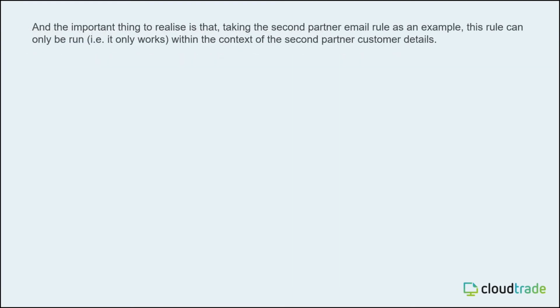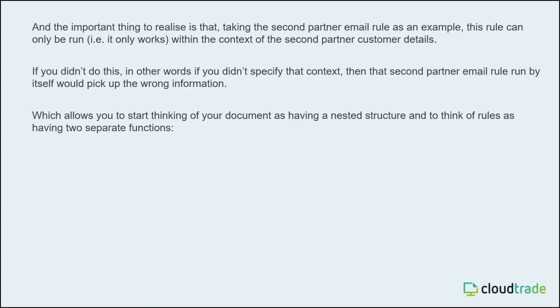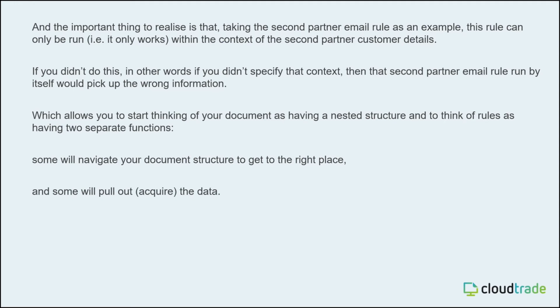The important thing to realize about this is that the rule that's passed in as a parameter only gets run within the context of the rule that it gets passed into. And that idea of context is very important because it qualifies how a particular rule will be done. It really allows you to think of your rules in two ways. You could have rules which are all about navigating you to the right place, and other rules which are all about picking the data out.